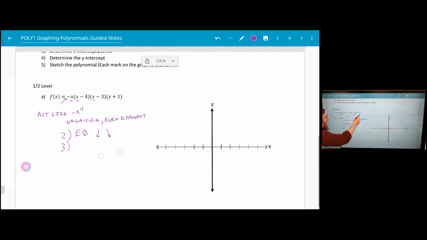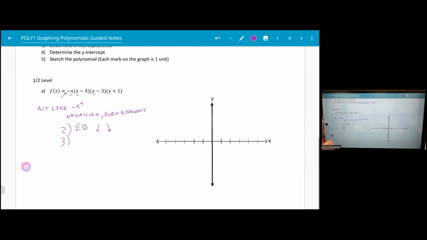Number 3 asks us, I believe, to determine the x-values. I've got 4 factors here. I need to set each factor equal to 0 and solve. I'm going to do these one at a time here. I've got negative x equals 0. Well, this just means x equals 0.